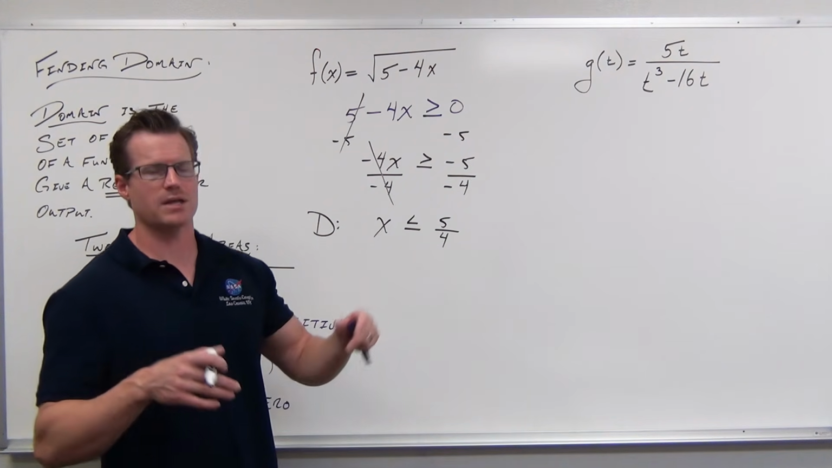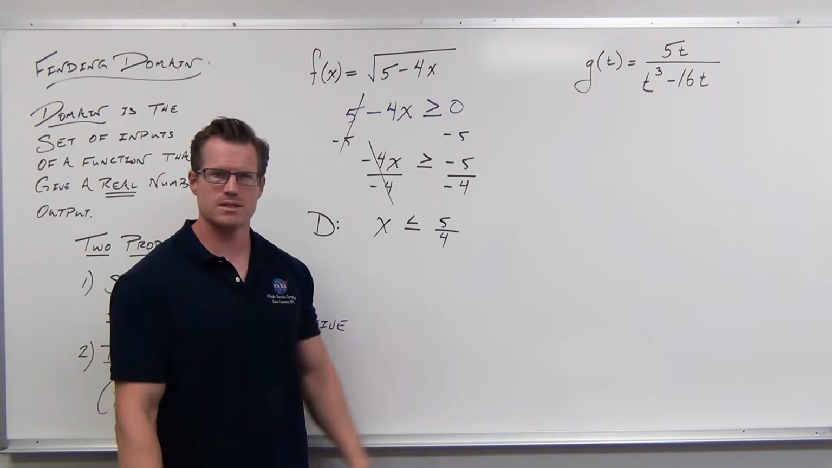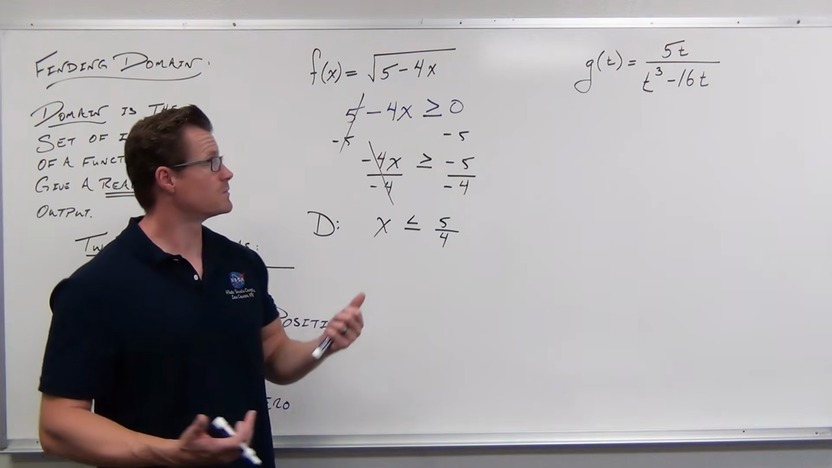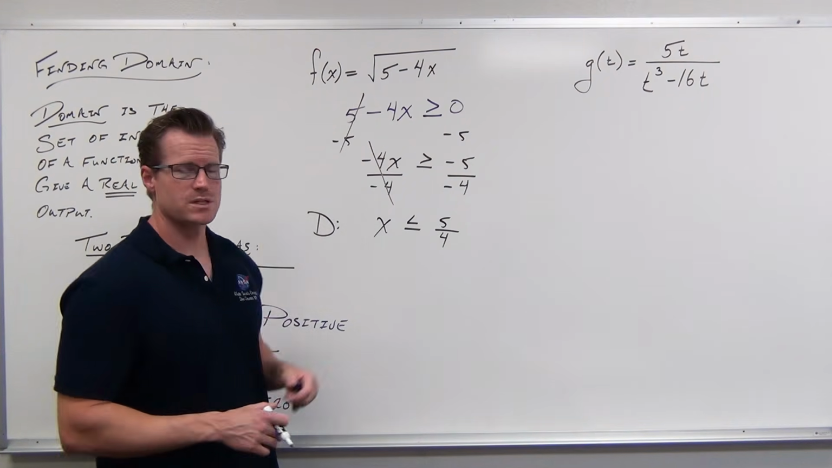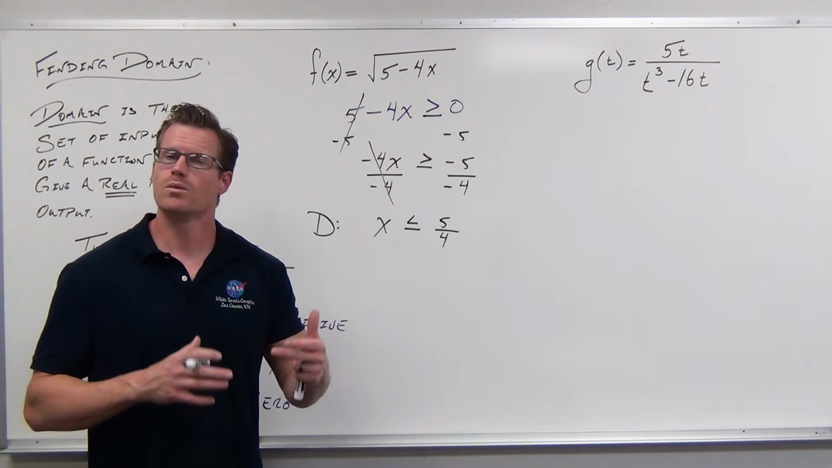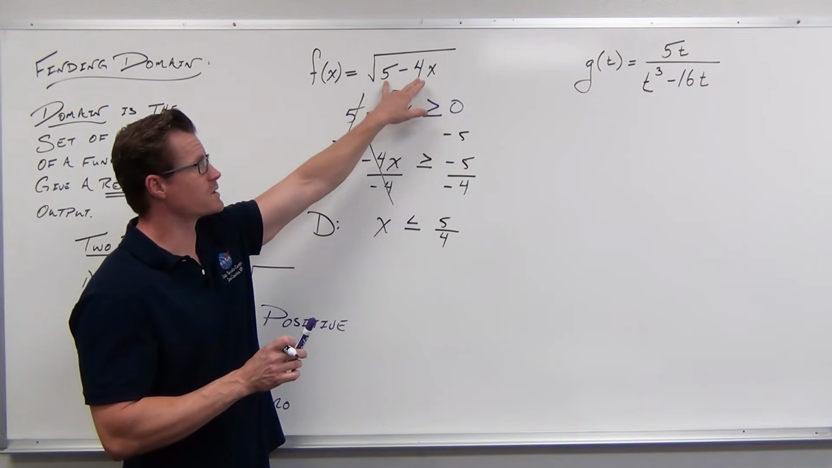You don't say, oh, I plug in positives. Sometimes that doesn't work. Like if we plug in 10. 10 is a positive number, but 5 minus 40, that's negative 35. Square root of negative 35 is an imaginary number. We can't have that. Square roots tell you what it wants to be. So it wants to be positive.